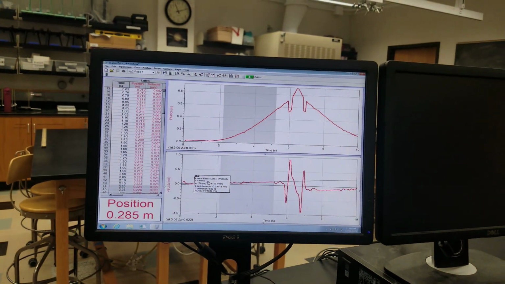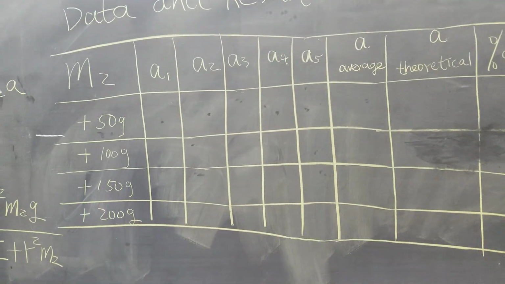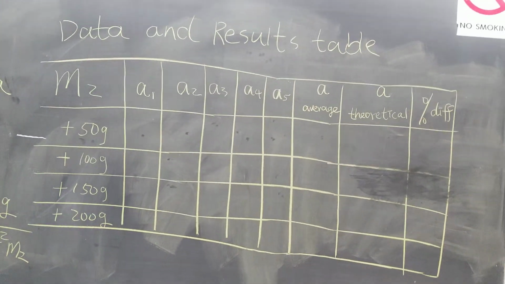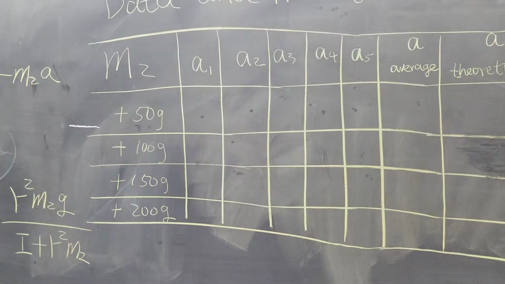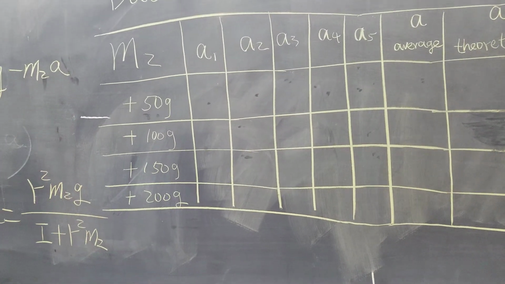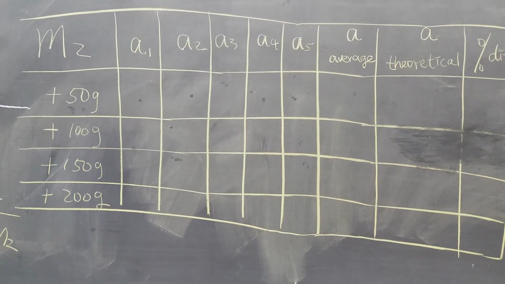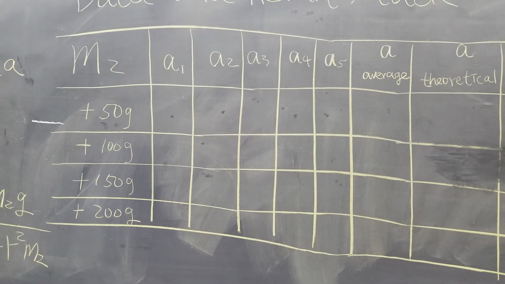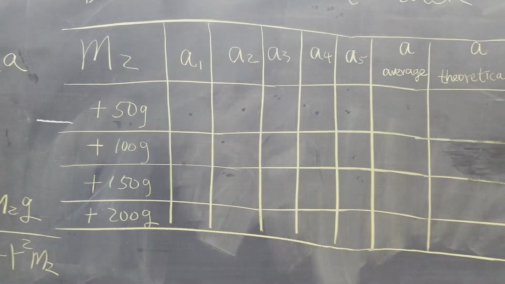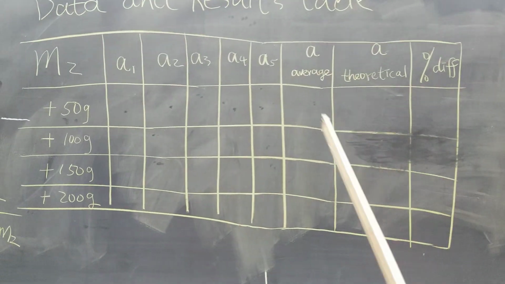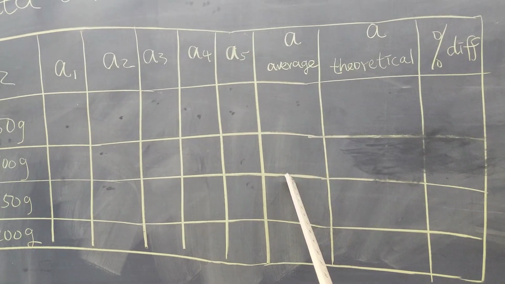So we use this method to collect the data. And here is the data table. We're going to try different hanging masses. Here m2 is the hanging mass. For the first trial, we add 50 grams on the hanging mass, and then do 5 trials and calculate the average. And repeat this procedure for up to 200 grams on the hanger. The acceleration from the computer will be the experimental acceleration.